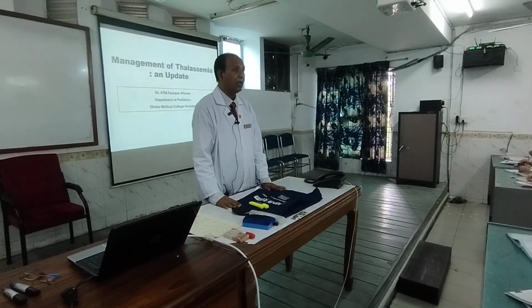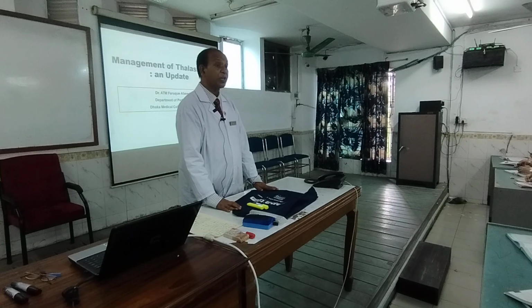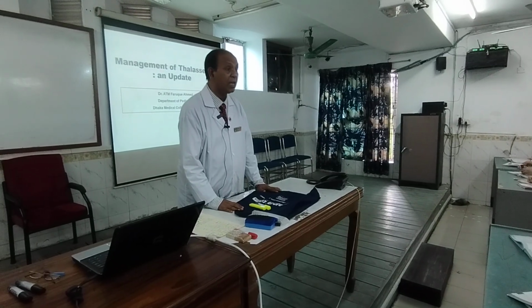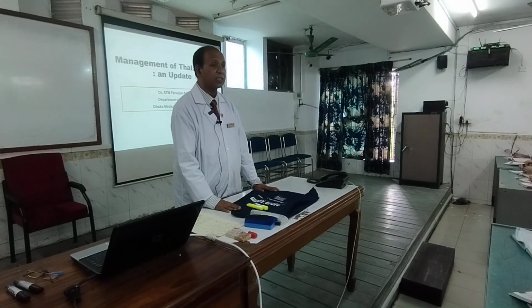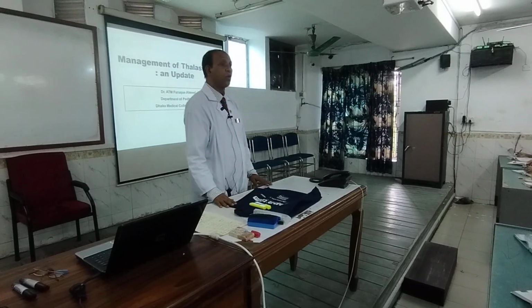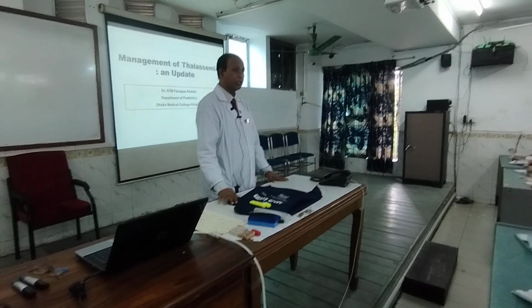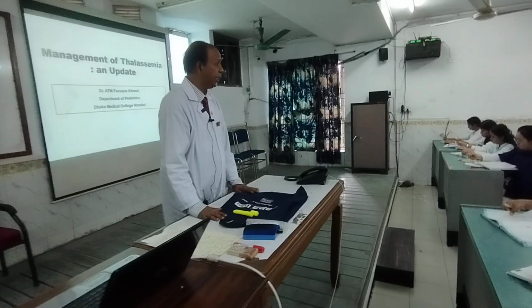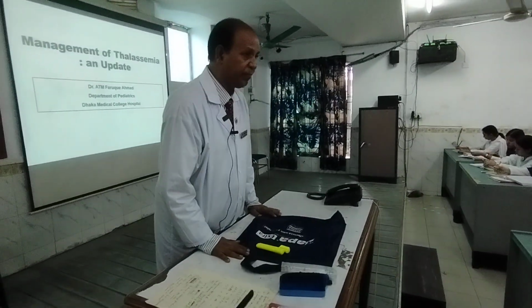That is, there is an alteration of the amino acid sequence in the hemoglobin structure. This is known as hemoglobinopathies. There are 4 types of hemoglobinopathies: hemoglobin S, hemoglobin C, hemoglobin E, and hemoglobin D Punjab. Remember this one.